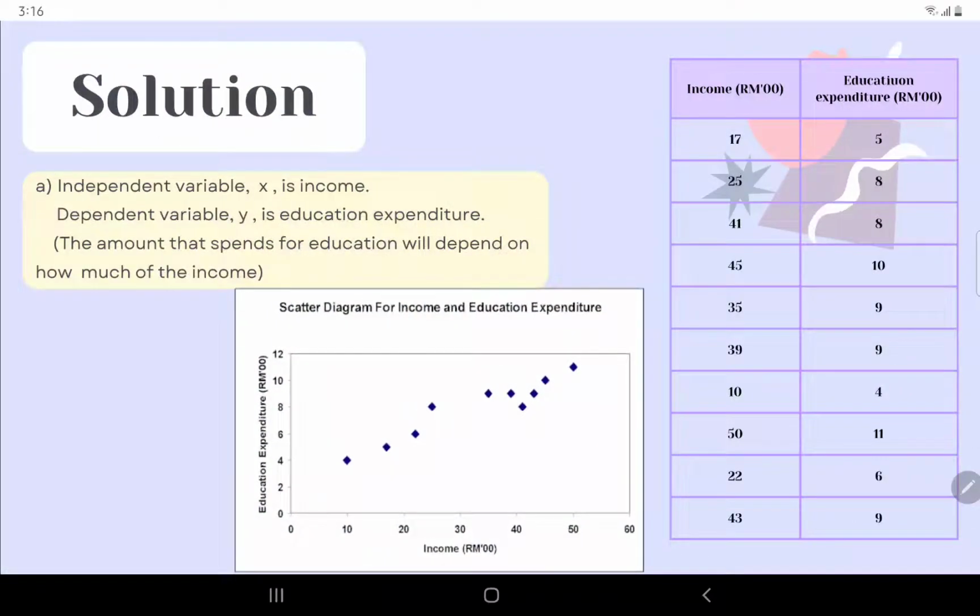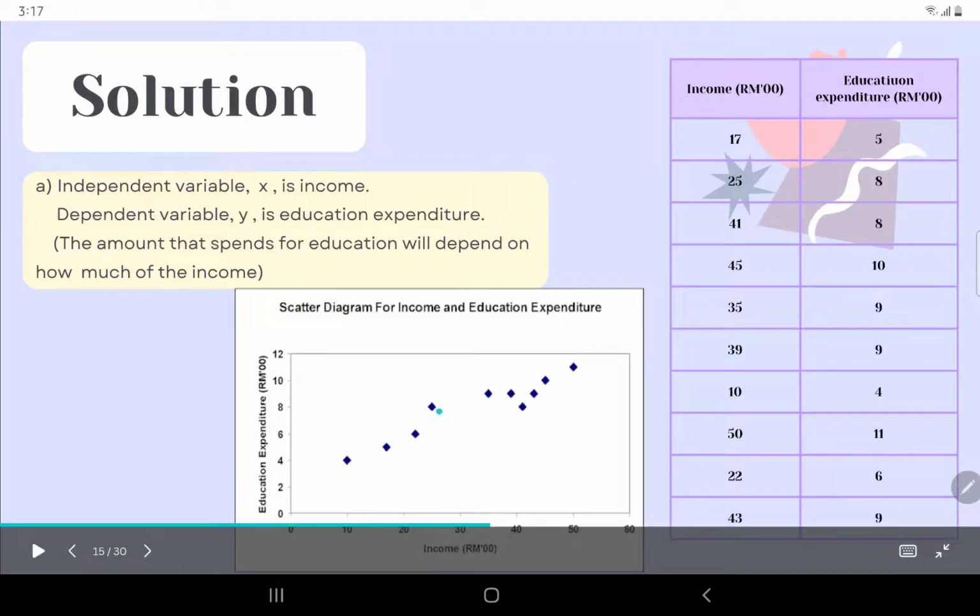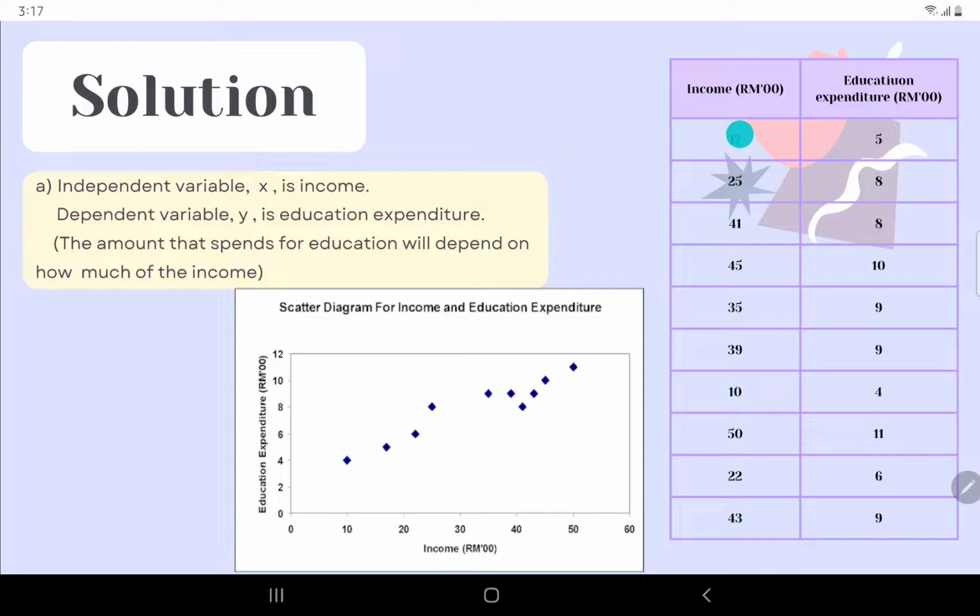So this is the solution. The independent variable is X, for income, and dependent variable Y is for education expenditure. Yang ni you all kena decide yang betul-betul, yang mana independent, dependent. Kalau terbalik, you all punya scatter diagram pun akan jadi terbalik lah. So untuk ini kenapa income jadi independent? Kenapa expenditure jadi dependent? Macam yang saya terangkan tadi lah. Income, gaji yang menentukan kita punya penggunaan duit tu, berapa banyak. Bukannya penggunaan duit tu yang menentukan income. So income is the independent.